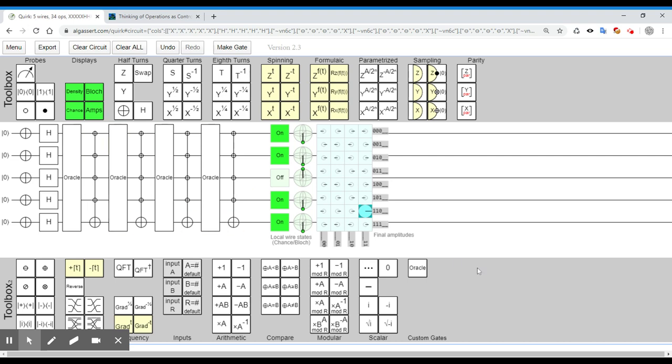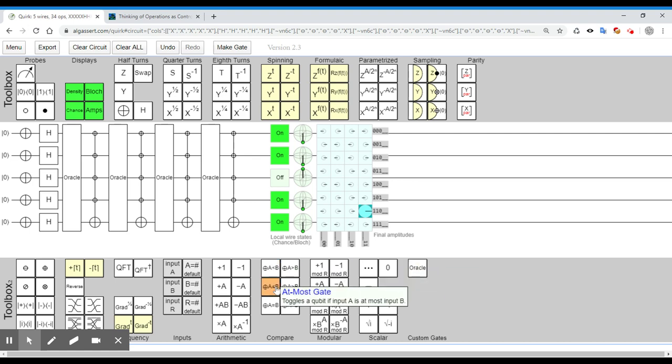So actually, the oracle is basically a multi-controlled Z that just chooses a pattern, 11011, and that's the one that's flagged. I'm going to get rid of that and do it with 3 qubits. I think it's going to be easier to see.